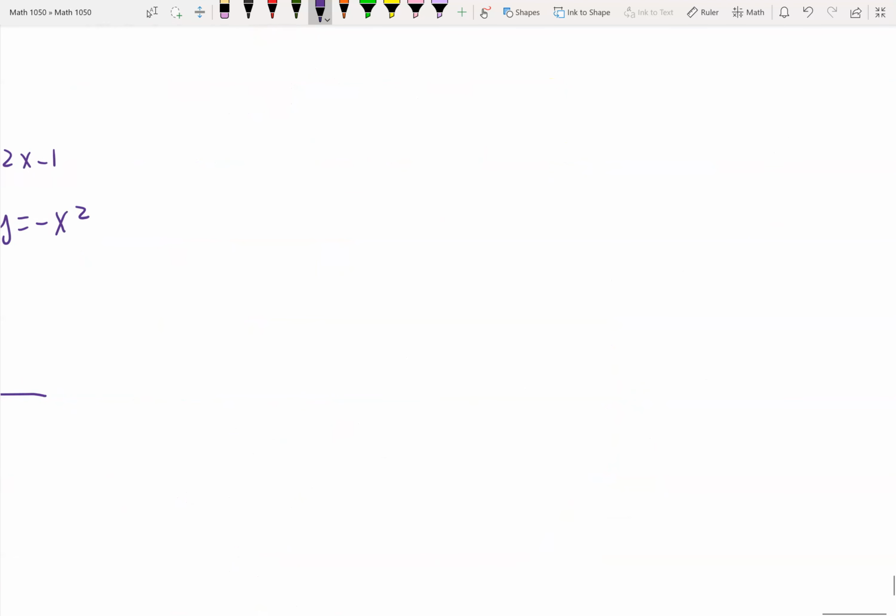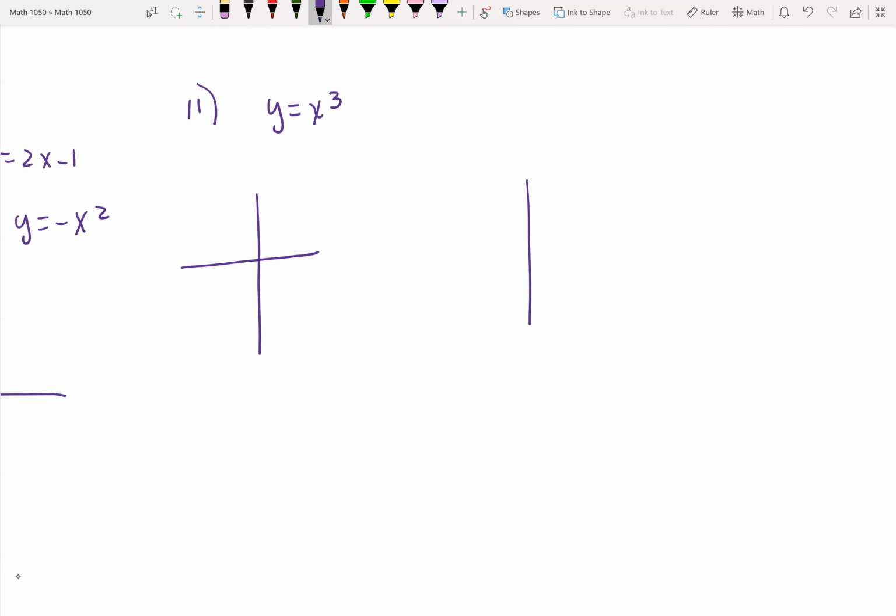Okay, number 11. Graph this using transformations. Find the domain and the range. Okay, so y equals x to the third. On the test, I'll give you multiple grids. So a cubic looks like this. I want you to just take a quick second and graph the parent.